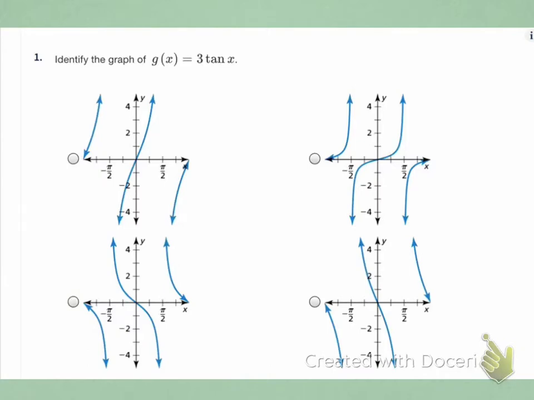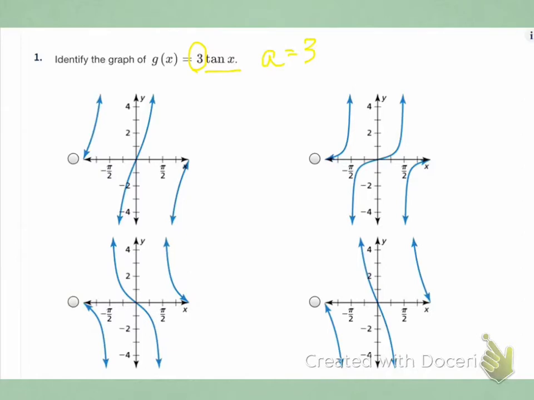Identify the graph of g of x equals 3 tangent x. So this can be just your basic tangent x graph, except that it has an a value of 3. So you have to understand how to make that. You know that that's a vertical stretch, but how do I see that in a graph form? I'm going to show you.